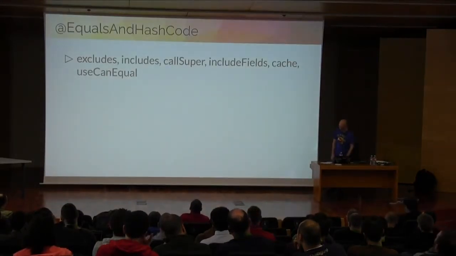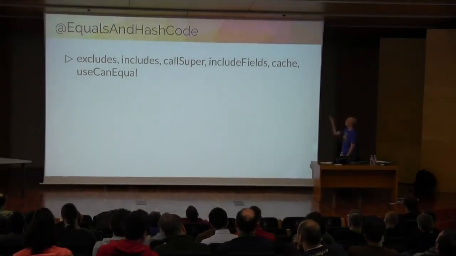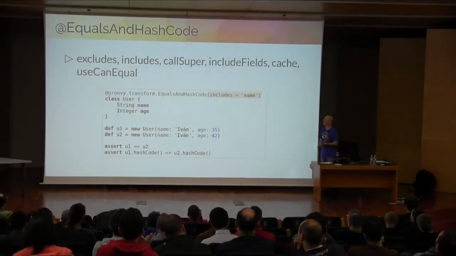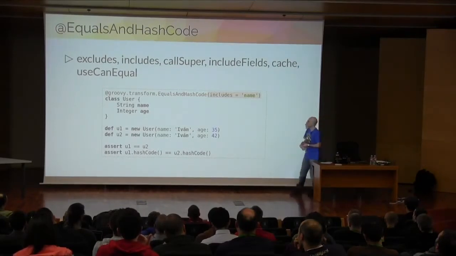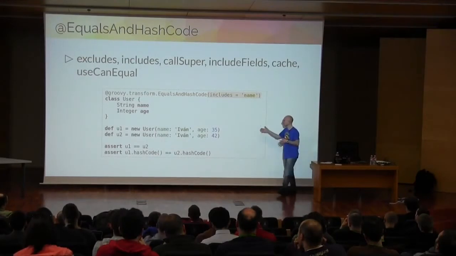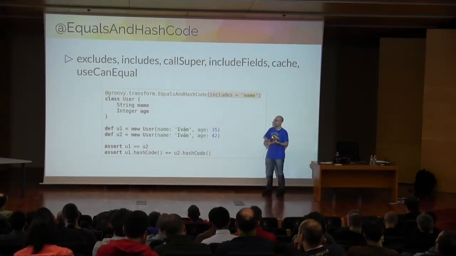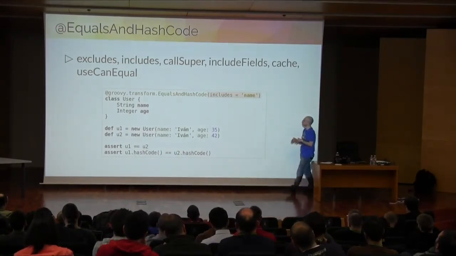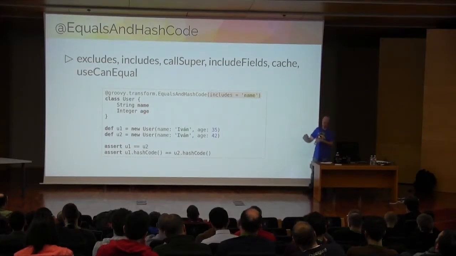And you can also customize this annotation, excluding fields, calling the super, and so on. For example, we can include only the name property. So if we create two instances with the same name but different ages, they are going to be equal, and the same for the hashCode implementation, because we are only taking care of the name attribute.